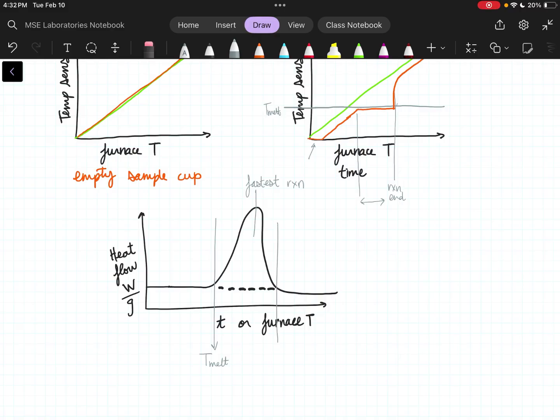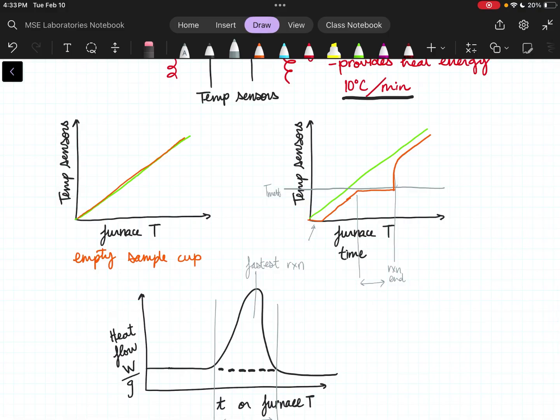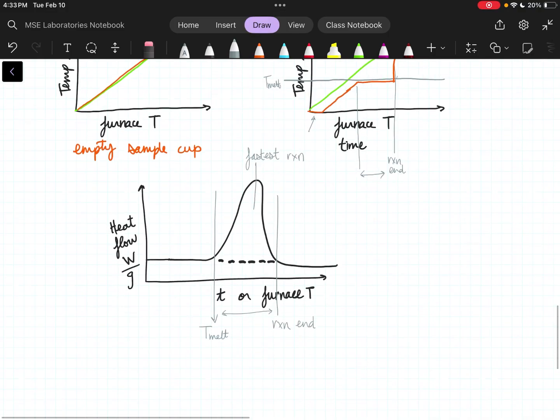And we can also mark the end of the reaction. And between those two, we can get sort of like how long the reaction took. So you can see a lot of very similar data in this. Like, this is what we actually see, this black graph that I've drawn here. This is what the instrument will spit out and what we will process. But it's getting that from the green and the orange that I've drawn above.